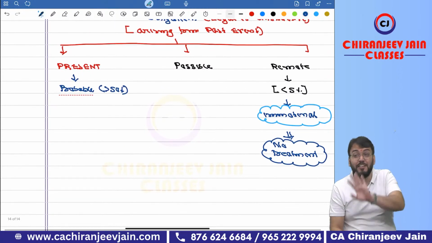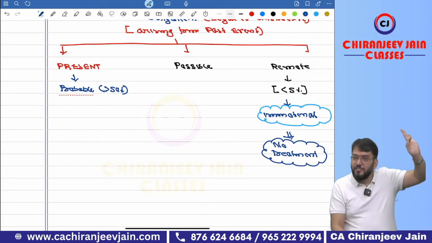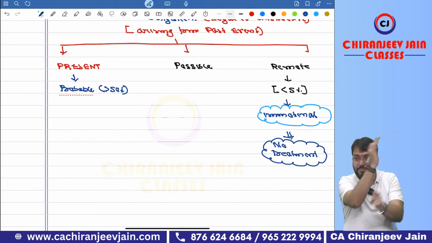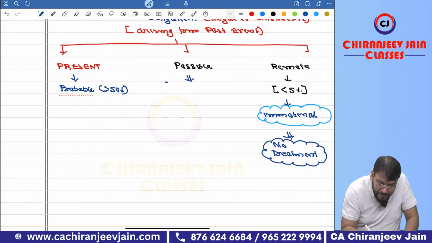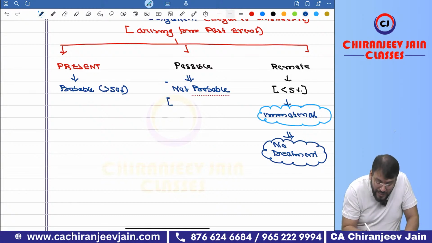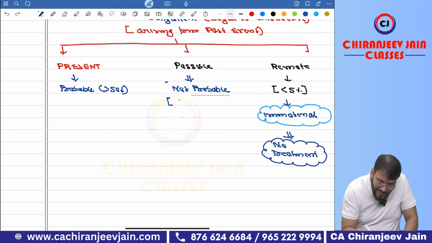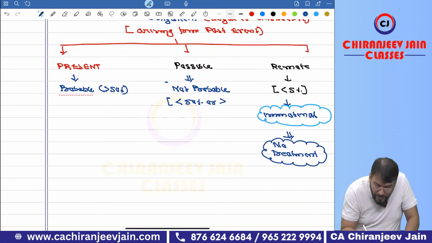I hope you know about the materiality concept. Means I am teaching you CA foundation also. Conservatism, matching concept. Now I come to materiality. I am just linking with CA foundation. So this possible means what? Not probable. So whenever I say not probable, it means chances are less than 50% or more than 5%.